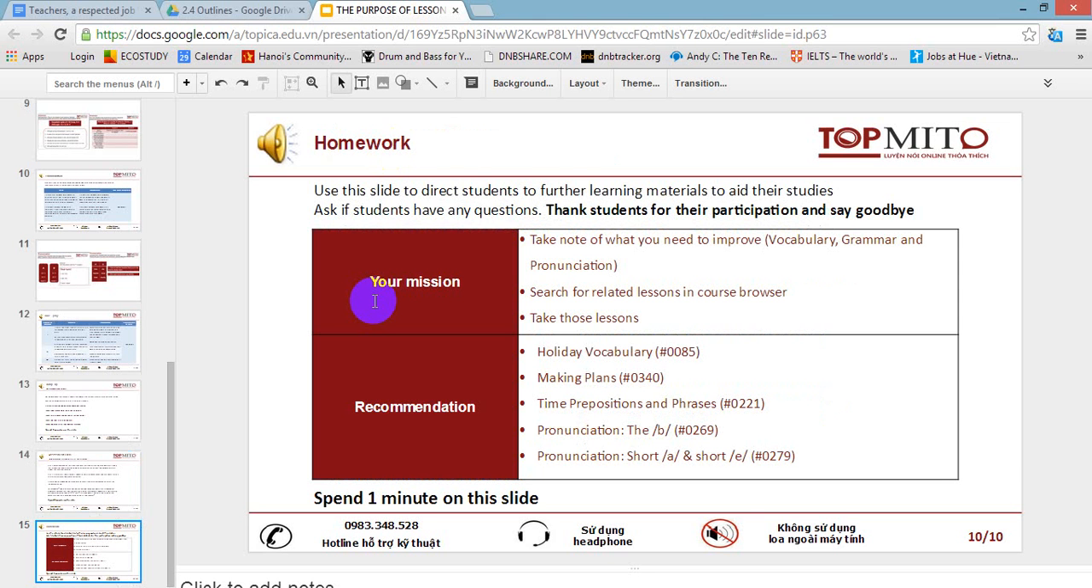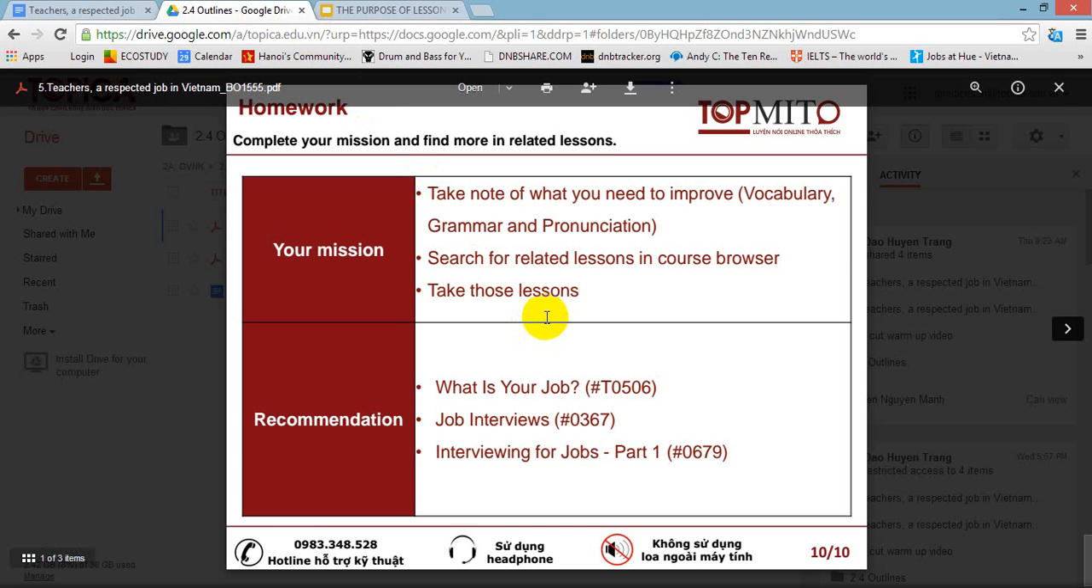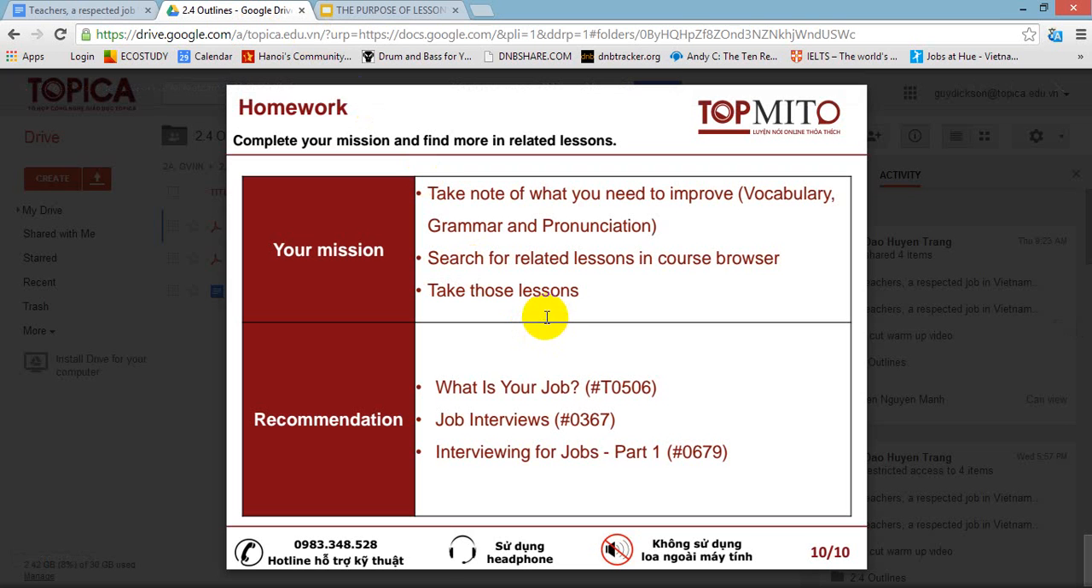and then we want to ask the students if they have any further questions, and if they do, we will answer the questions and then we will say goodbye to the students.